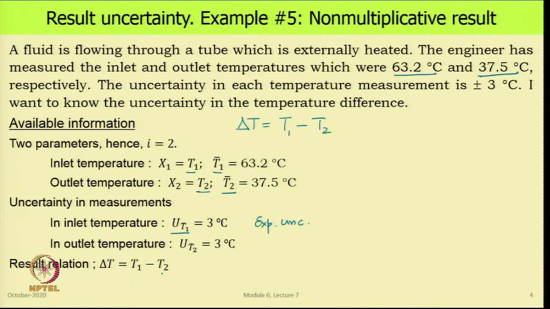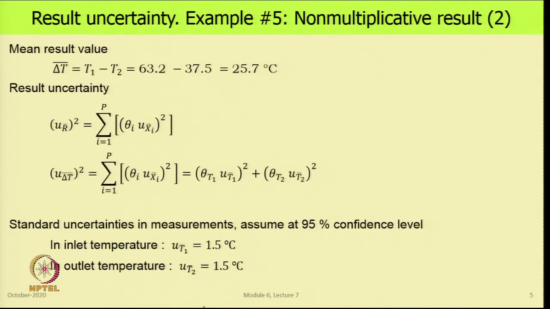Our result relation is delta T equal to T 1 minus T 2. This is not a multiplicative relation. So, the shortcut that we learned for multiplicative relations cannot be applied here, and we have to do the full analysis from first principles. First, we calculate the mean value of the result, delta T bar, which is the difference of these two temperatures, T 1 bar minus T 2 bar, and this is 25.7 degrees Celsius.